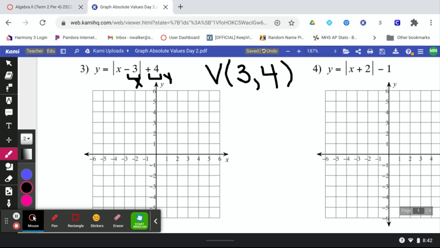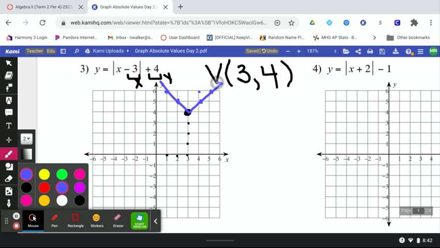So we plot that point. Over 3, up 4. We've got our vertex. And then today, from our vertex, we just go up 1, over 1. Up 1, over 1. Now tomorrow we'll talk about different shapes on our absolute value, but this is what we're working with today.